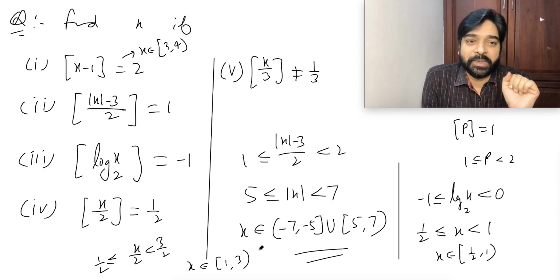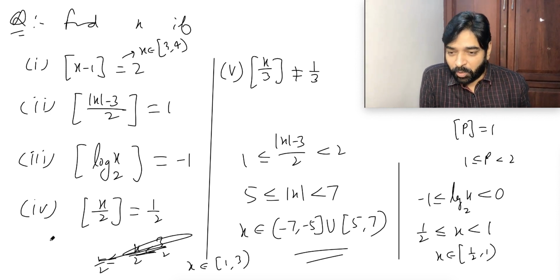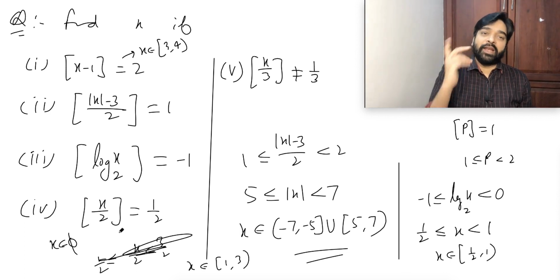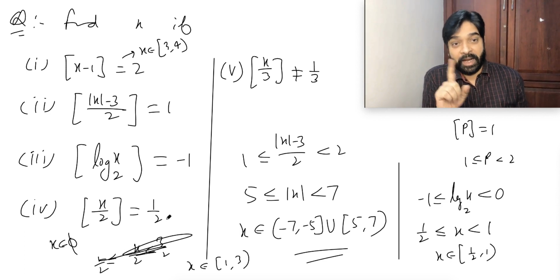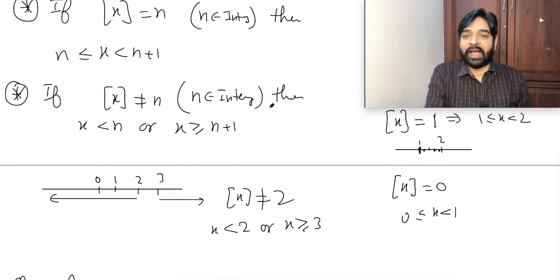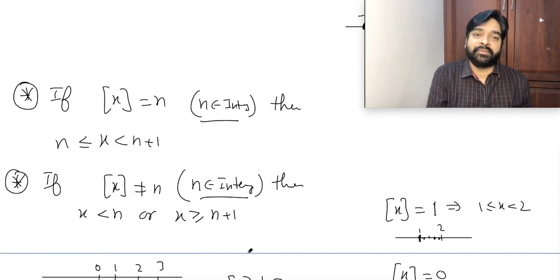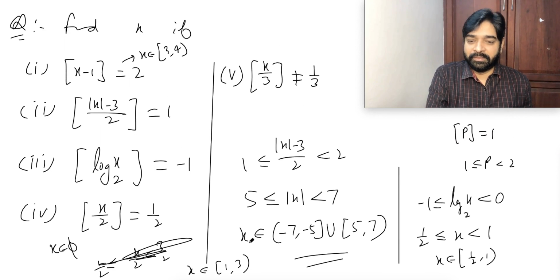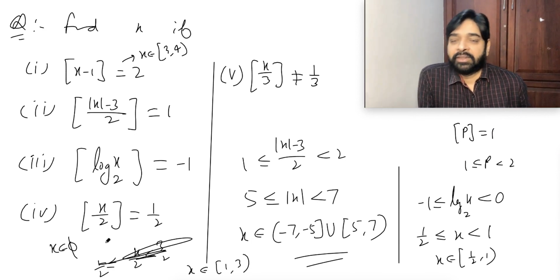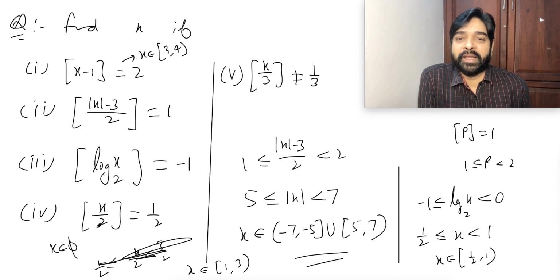What is the question that has been asked to you? Here, what will you say? No solution. There is no value of x for which greatest integer of something is equal to 1 by 2. And when I wrote the formula, that time also I mentioned everywhere an integer. So what is the answer? x is the null set. Did anybody get the null set before me solving?